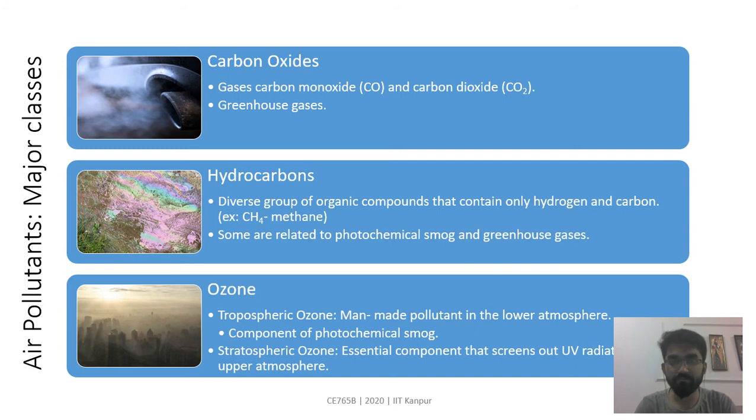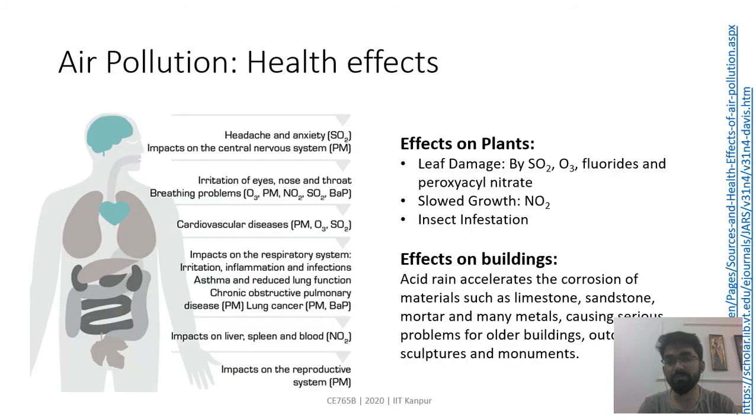Then ozone. Tropospheric ozone is a man-made pollutant in the lower atmosphere, and it could be a component of photochemical smog. And then there's stratospheric ozone, which is an essential component that filters the UV radiation in the upper atmosphere.